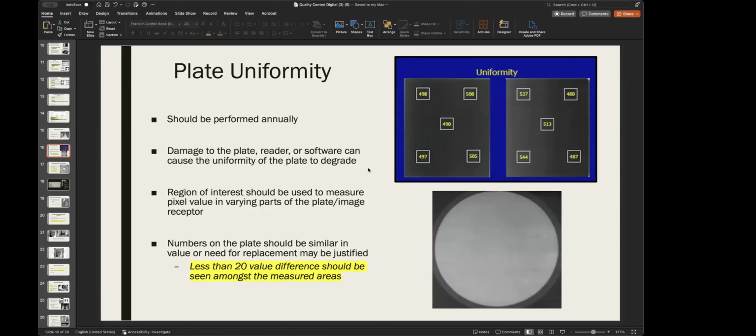Plate uniformity, this is annually. This is going to be measuring the software to see if there's any degradation of the uniformity. What we do is we take an x-ray and then we place 5 ROIs across the entire detector. Then we see if there's any differences between the areas. There should be less than 20 value differences between the numbers. Notice here, there's a lot more value difference from here to here. That's why you can see on the cassette, it's lighter here than it is over here. When all the shades are similar, it looks like a similar uniform background.